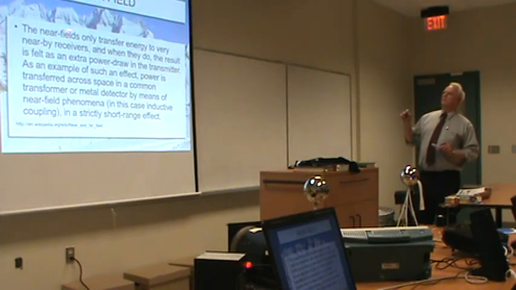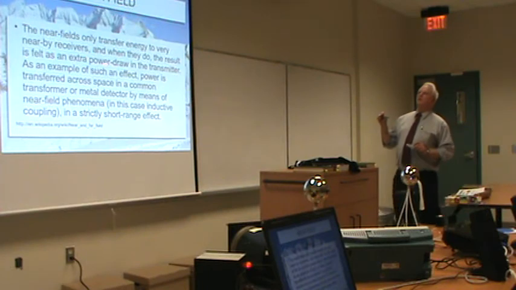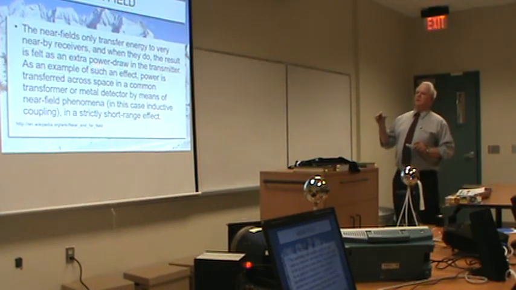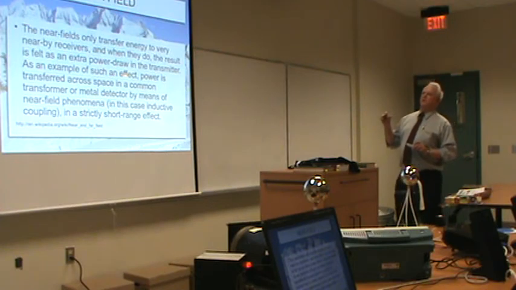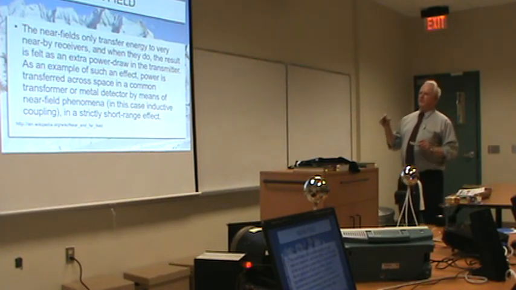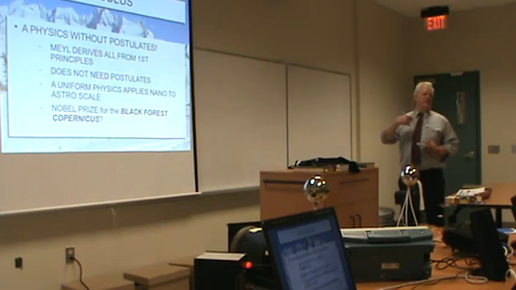Near fields only transfer energy to very nearby receivers, and when they do, the result is felt as an extra power draw in the transmitter. So the transmitter hears the receiver. As an example of such an effect, power is transferred across space in a common transformer or a metal detector. And it's strictly short range. We say it's a sixth of a wavelength.